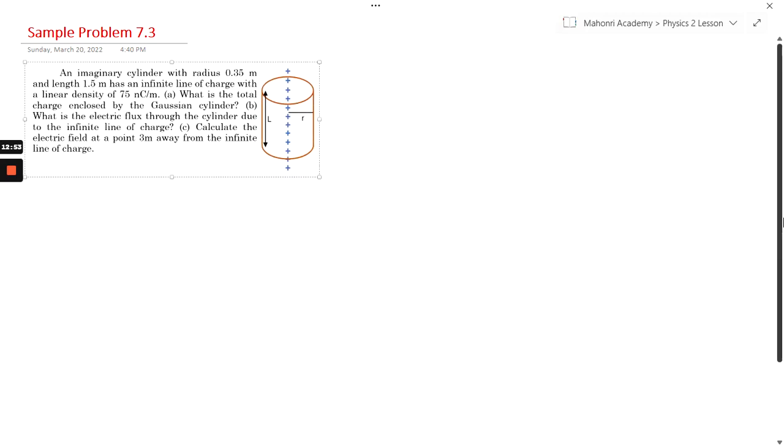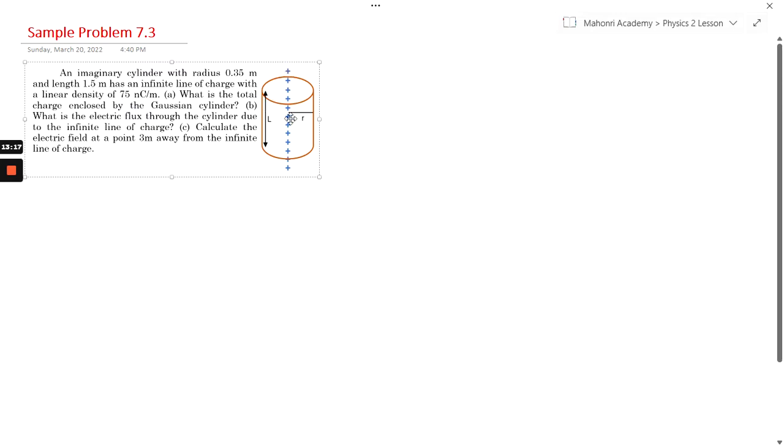So an imaginary cylinder with a radius of 0.35 meters. This is my cylinder right here. It has a radius of 0.35 meters and a length of 1.5 meters. So the length of my cylinder is 1.5 meters. It has an infinite line of charge with a linear charge density of 75 nanocoulombs per meter.